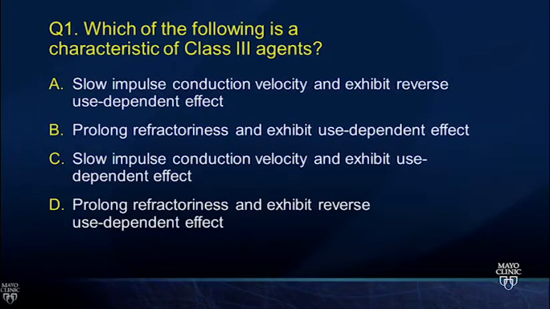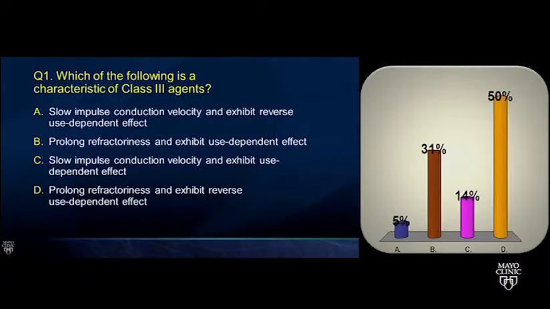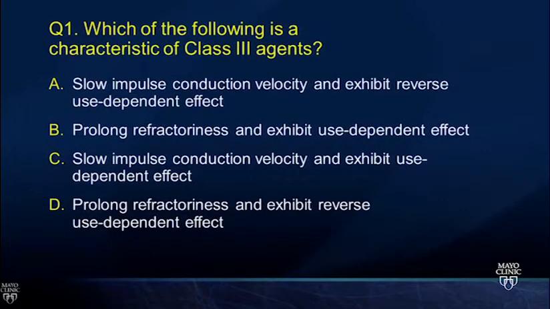So A and C both have conduction velocity slowing, and it's reverse use dependence versus use dependent. And B and D are refractory issues, and then also use and reverse dependent effects. Okay? Pretty good consensus that it might be a refractoriness issue.